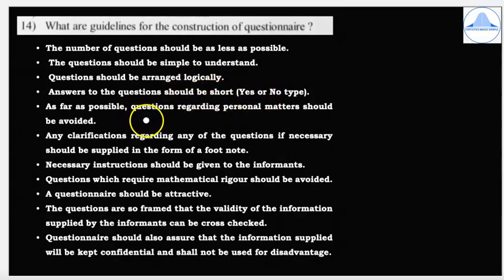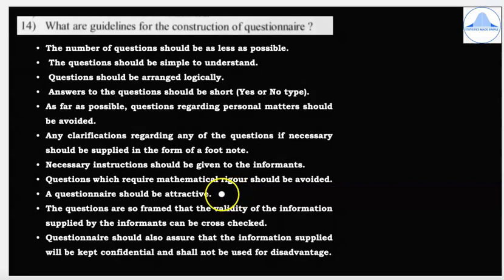Then as far as possible, questions regarding personal matters should be avoided. Then any clarifications you want to give to the questions should be supplied as a footnote. Then you should also give necessary instructions as to how to fill the questionnaire to the informants. Then questions which require mathematical rigor should be avoided. So try to avoid questions which are based on equations or related to mathematics, because it's difficult for people to understand and answer such questions.